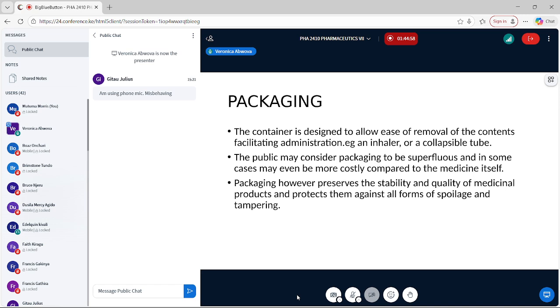The public may consider packaging to be superfluous and in some cases may even be more costly compared to the medicine itself. Now, there are cases where you will find, if you ask the manufacturer how much a drug costs, they will tell you probably the drug costs like 10% of the cost of that medicine, okay? The container may cost 90%. Okay. So if you're looking at somebody, they are wondering, why is the container costing much more?